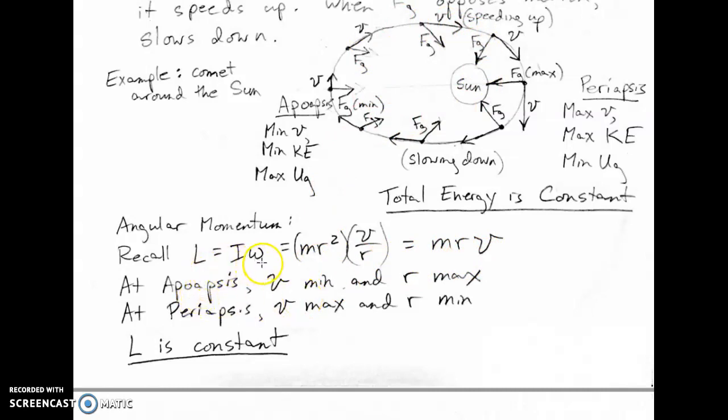and because it's I omega, we've done this before. And so at the apoapsis, v is a minimum and r is a maximum, right? Maximum radius, minimum velocity. Periapsis, v is a maximum, r is a minimum, but the mrv is a constant. This product is a constant. And so the angular momentum is a constant. And that's pretty useful. Let's do an example.